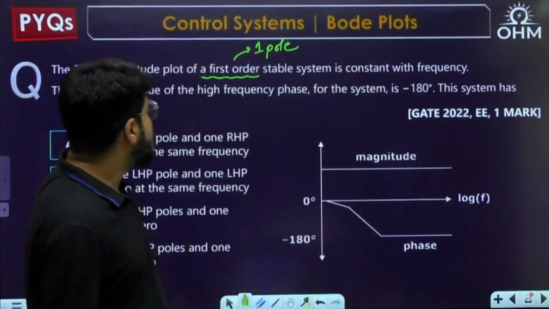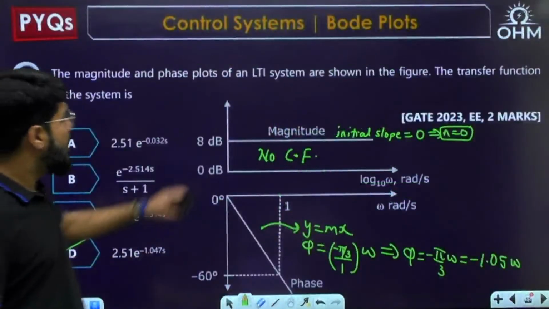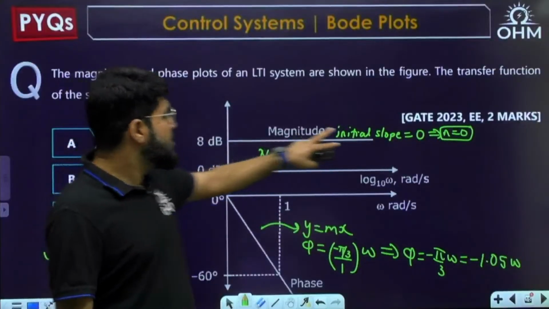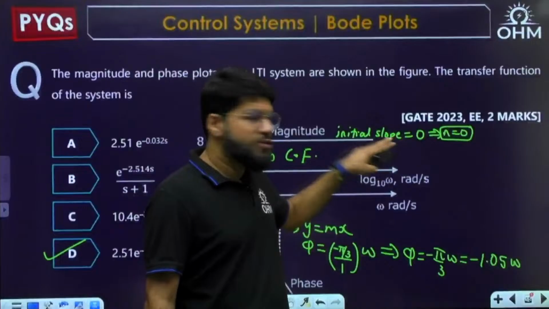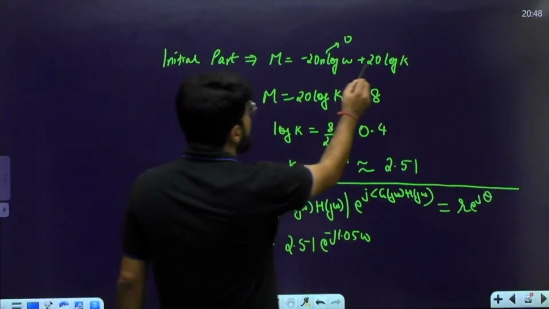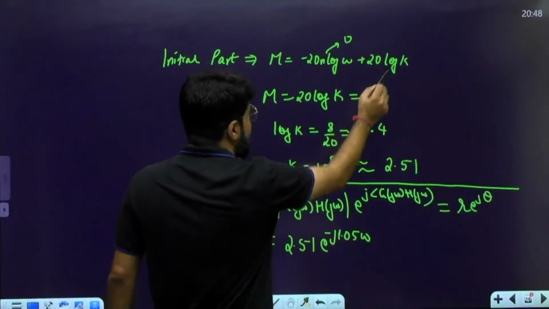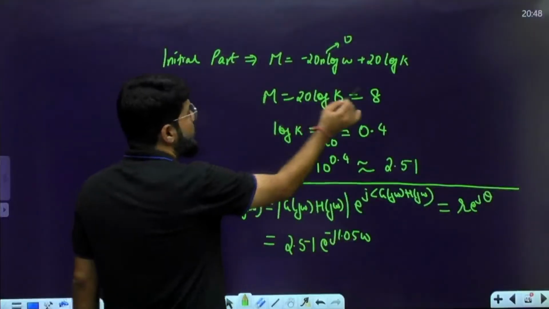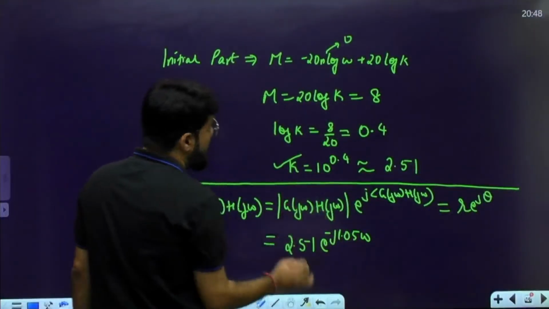Initial part is just constant. Then that means the slope is 0. It is parallel to the x-axis, so n is 0. And because n is 0, the magnitude is only 20 log k. This is the initial magnitude, which is given to you as 8. Putting the magnitude equal to 8, I got the value of k.